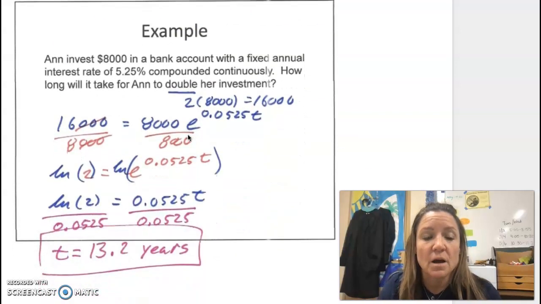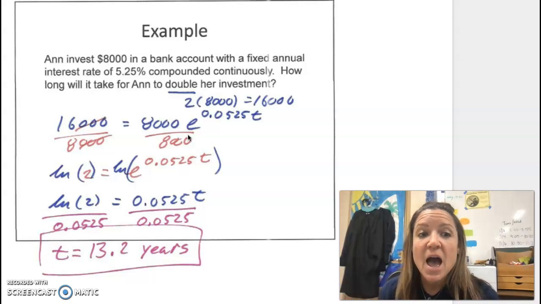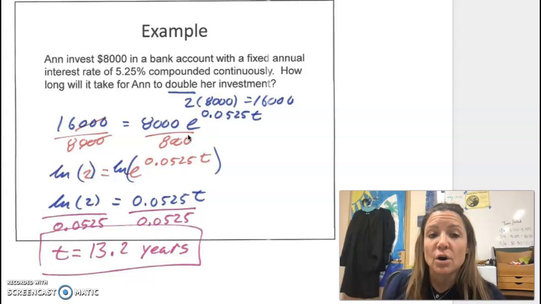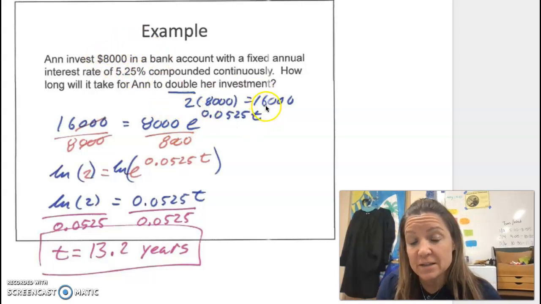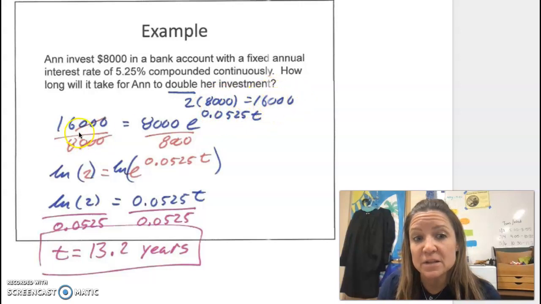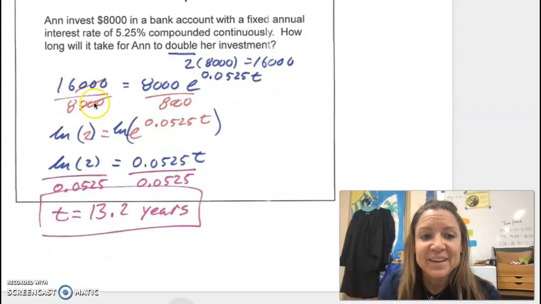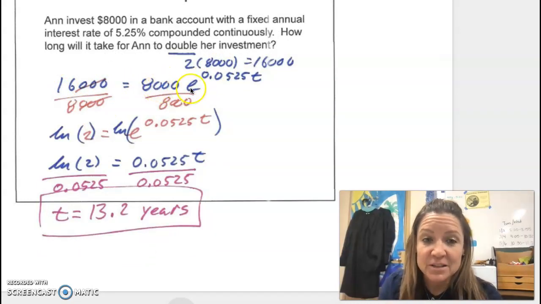$7,450.10. All right. And the last example, Anne invests $8,000 in a bank account with a fixed annual interest rate of 5.25% compounded continuously. How long will it take Anne to double her investment? So if you double her original investment of $8,000, you get $16,000. So we're actually going to take that $16,000 and plug it in for the A. So that's the number over here, but the P we know is 8,000, e to the power of 5.25%. So we're going to move that 2 places to the left, and it'll give us 0.0525.